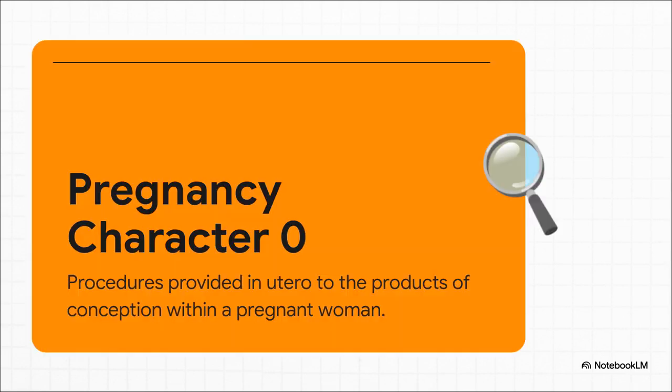And here's a highly specialized rule on the procedure side. Within the ICD-10 PCS obstetrics section, if a procedure is performed in utero, meaning on the fetus while it is still inside the mother, you must use a specific body system character. Character 0 is used exclusively to represent the products of conception.